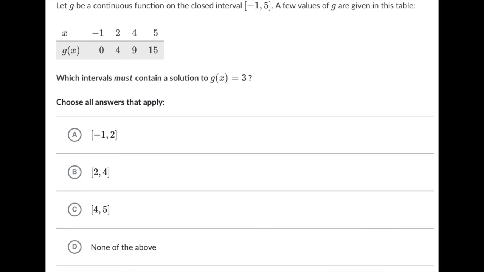Like the previous question, this question is also from Khan Academy. So let's look at the introduction. It asks us which intervals must contain a solution to g(x) equals 3. As you can see from the tables, y equals 3 is in between x equals -1 and x equals 2, because x equals -1 goes to 0 while x equals 2 goes to 4. So y equals 3 is in between g(-1) and g(2). So that's why the correct answer is A.